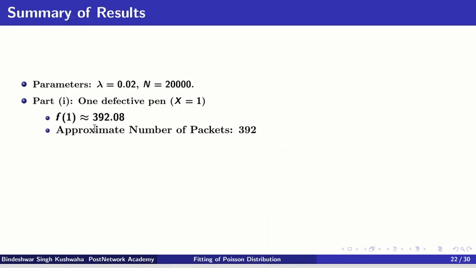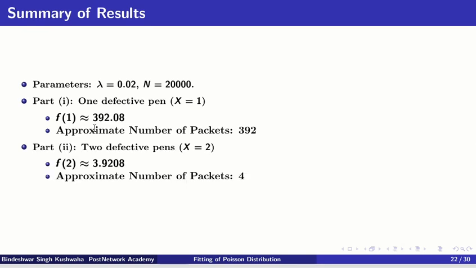So in the summary of results, lambda was 0.02 and N was 20,000. For one defective pen, x equal to 1, we see 3.92.02, that is approximately 392, and for 2 defective pens there are 4.